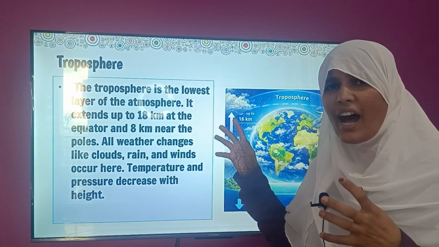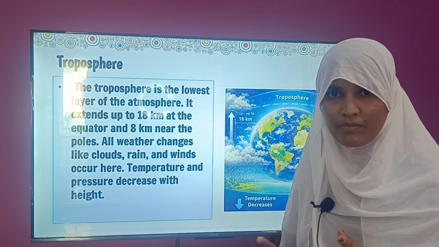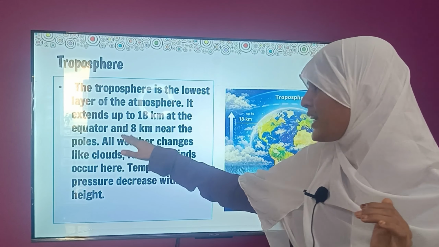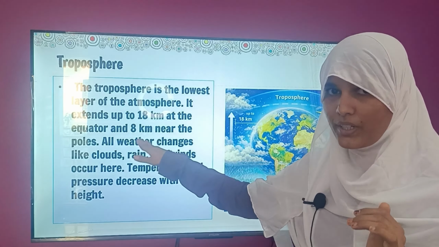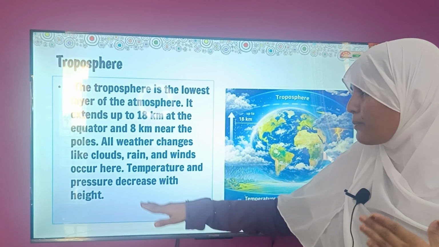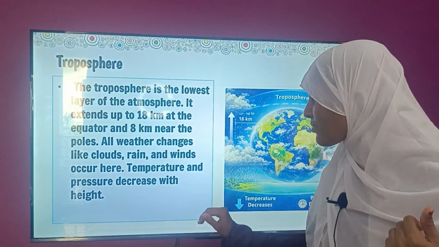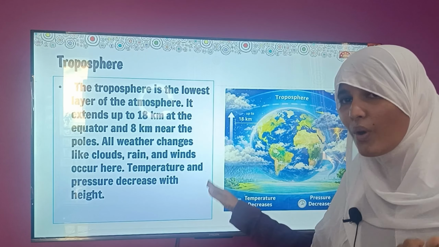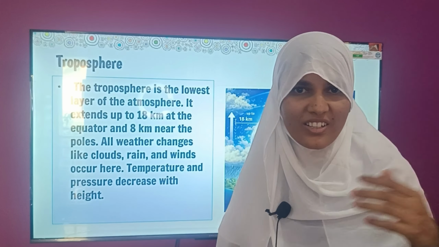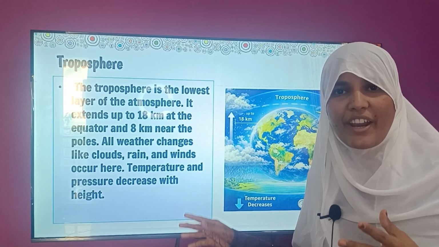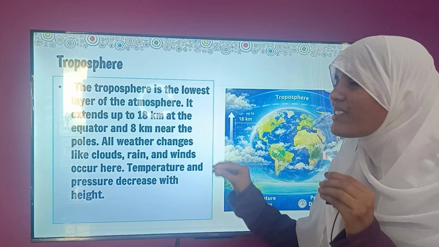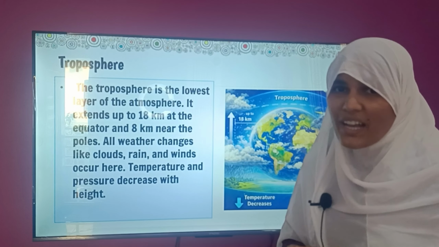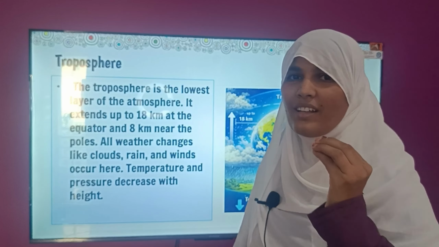The height of this layer is different. At the equator, it extends up to 18 kilometers. At the poles, it extends up to 8 kilometers. All weather changes like clouds, rain, and winds occur here. Because of this, the layer is also known as the weather making layer.